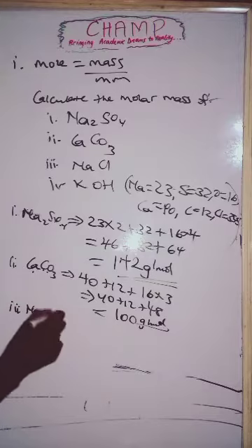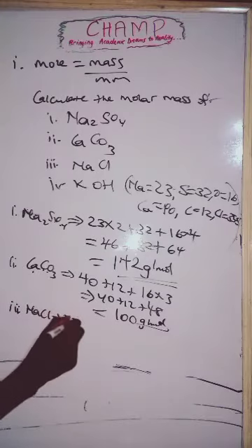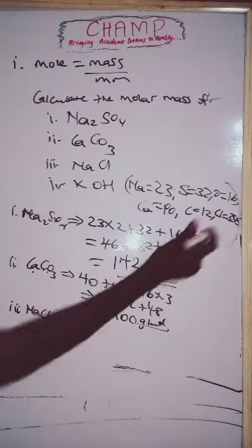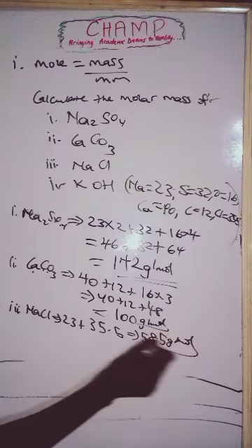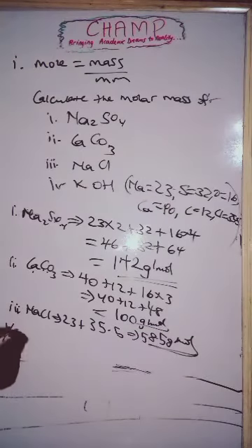The next one now, NaCl. What's Na? Na is what? 23. What's Cl? 35.5. If you add it up, you get what? 58.5 gram per mole.